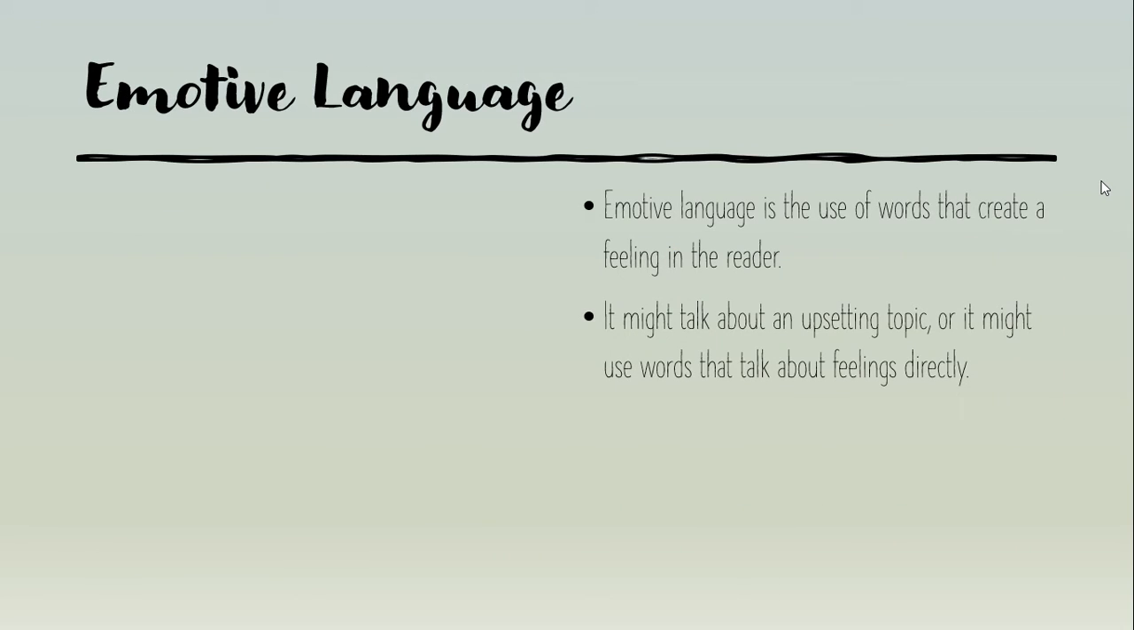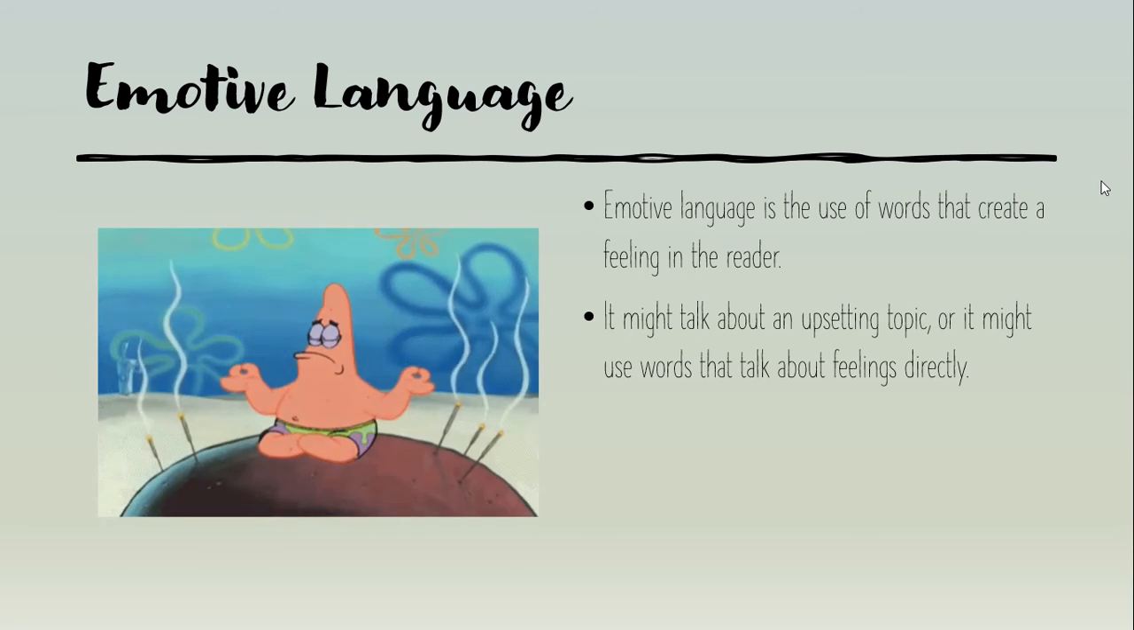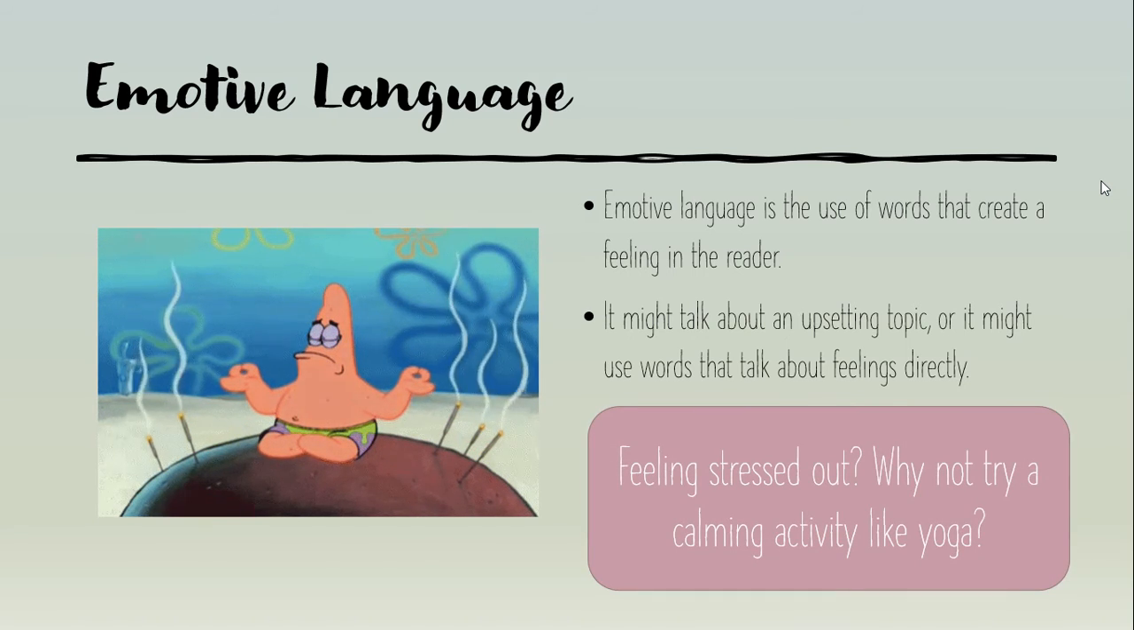Emotive language. So, the word emotive, it comes from the root word emotions. So, think about feelings. It might be directly that we see words that are linked to feelings. It might also be indirectly that a writer talks about a topic that perhaps is upsetting or makes you angry in order to get the reader to feel a certain way. So there's sort of two routes there. Either of those we call emotive language, such as this one. Feeling stressed out? Why not take a calming activity like yoga?